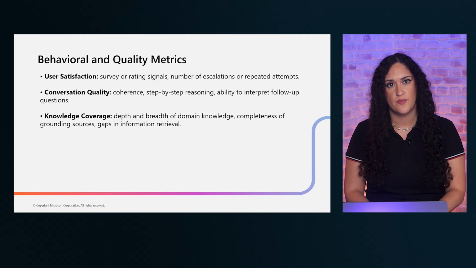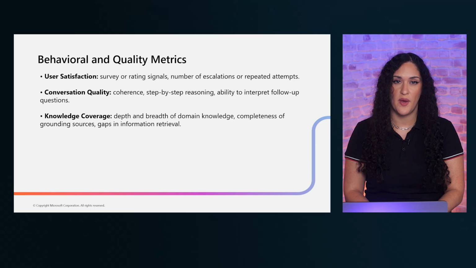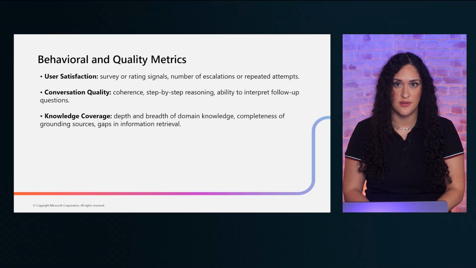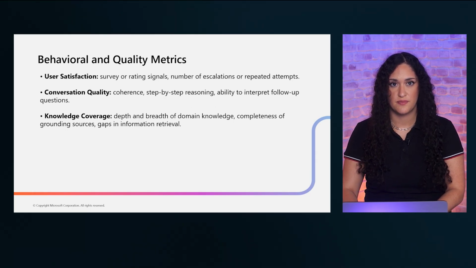And knowledge coverage. Does the agent have deep enough domain knowledge? Are the grounding sources complete? And where are the gaps? Pair these metrics and insights with your quantitative metrics. Numbers tell you what's happening. Behavioral metrics tell you why. You need both to truly understand agent performance.